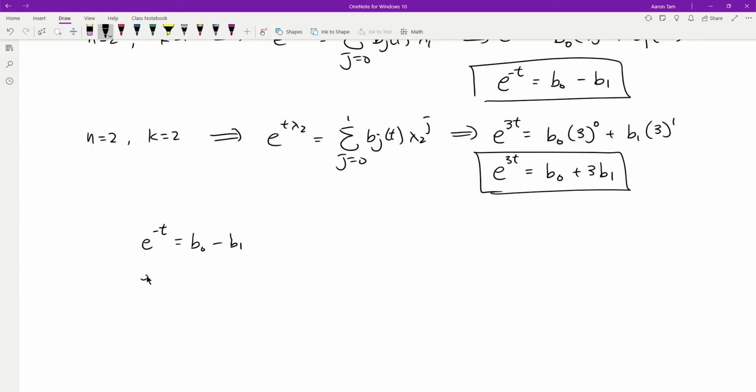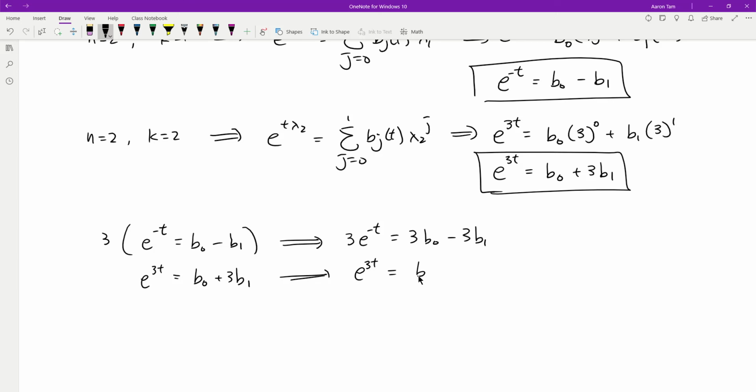My second equation is this. So now what I have to do is basically solve for either b sub 0 or b sub 1. The first thing I'm going to do is solve for b sub 0, I guess. I'm going to multiply the first equation by 3. So 3 e to negative t would equal 3b sub 0 minus 3b sub 1. Second equation, I'm going to keep it exactly the same.